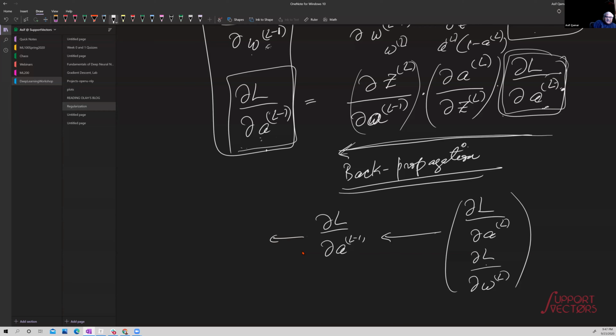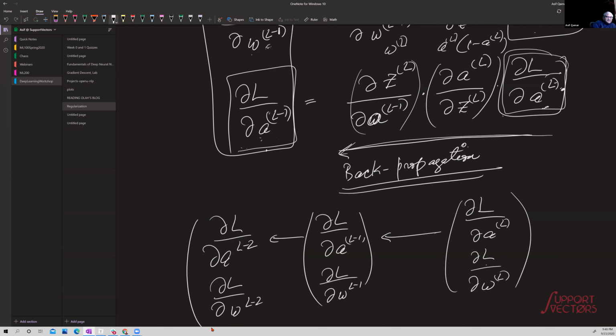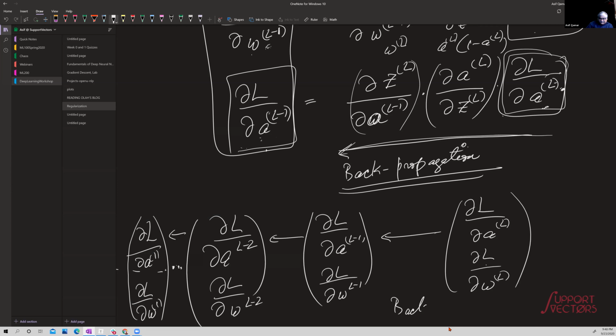This will tell you dL/dW of layer L minus 1, and then that will help you find dL/dA of layer L minus 2, dL/dW of layer L minus 2, and it keeps going until you find the derivative ultimately of dL/dA1 and dL/dW1, the weights of the first layer. Right? Ultimately you reach here. You keep back propagating, and this is your back propagation.